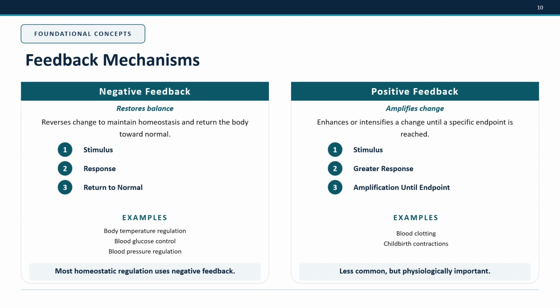And you really should know these two examples because you should always know exceptions. So you should know overall, most homeostatic regulation does use negative feedback, but blood clotting and childbirth are the two most common methods of positive feedback to be aware of.